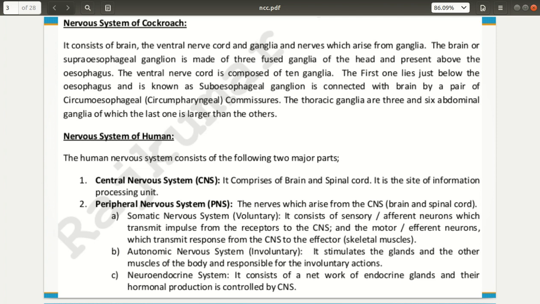It is made up of two types. The somatic nervous system, which is voluntary, usually consists of the sensory or afferent neurons that transmit impulses from the receptors to the central nervous system, and the motor or efferent neurons, which transmit responses from the central nervous system to the effector, which can be the skeletal muscles. The autonomic nervous system is involuntary. It stimulates the glands and other muscles of the body, and it is responsible for involuntary action. The neuroendocrine system consists of a network of endocrine glands and hormonal production, which is controlled by the central nervous system.